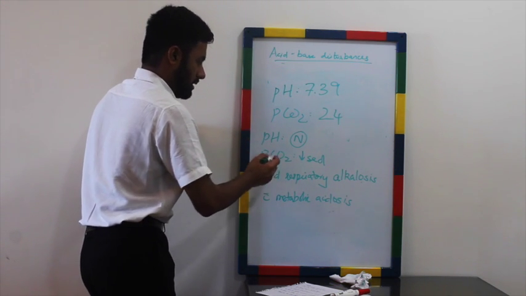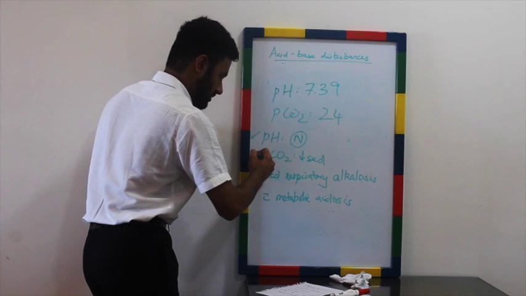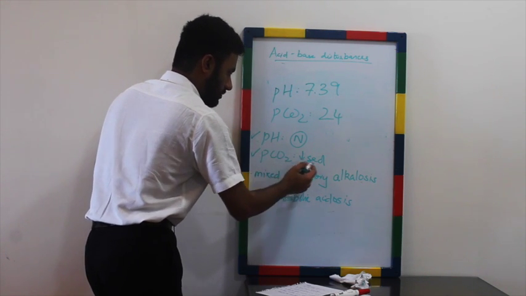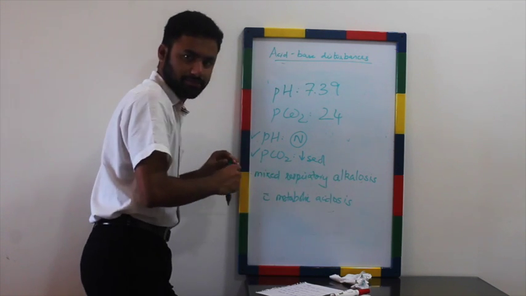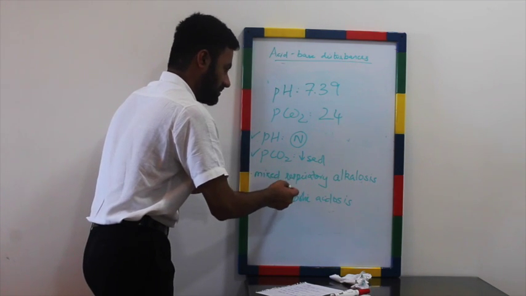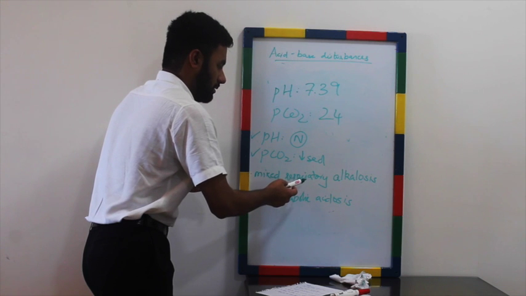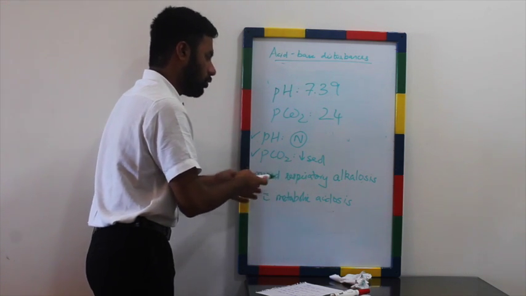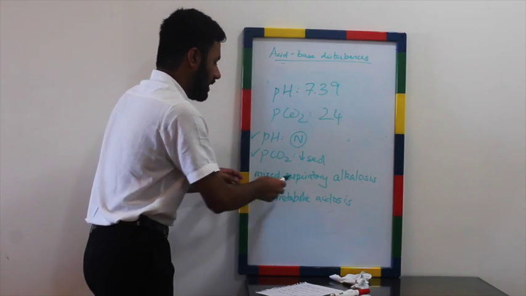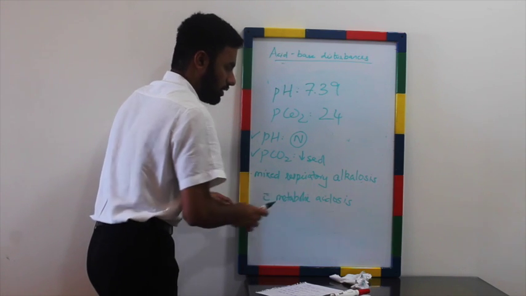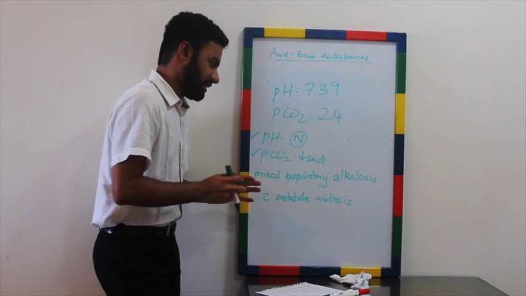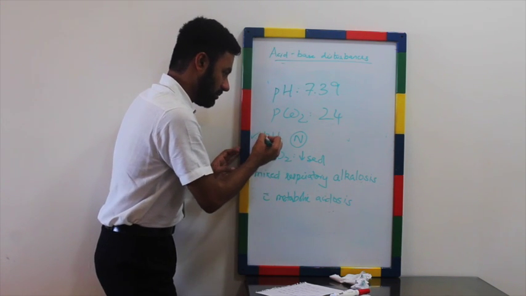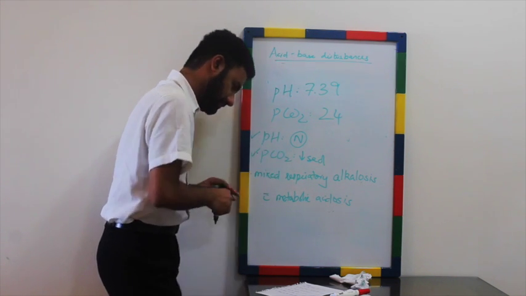Because the pH is normal, the PCO2 is decreased. So the decrease in PCO2 indicates a respiratory alkalosis. The compensatory mechanism has overcompensated, if I may say, and there is a metabolic acidosis. There is as such no term such as overcompensated. So you have a mixed disorder because the pH is normal and the PCO2 is decreased.